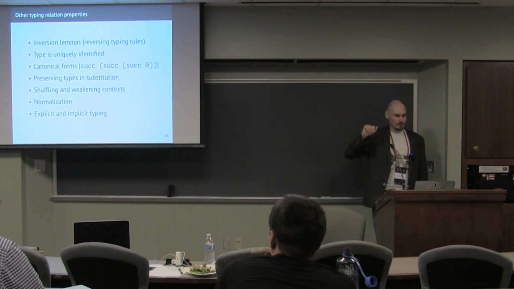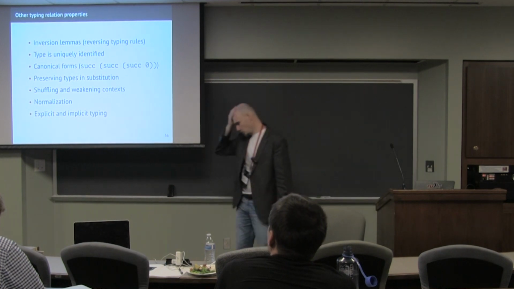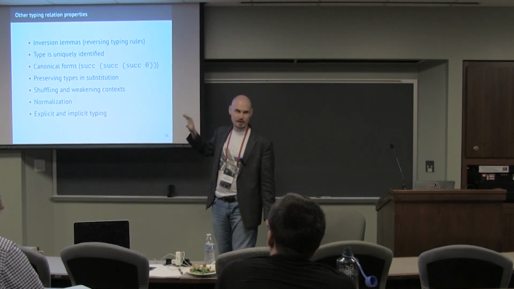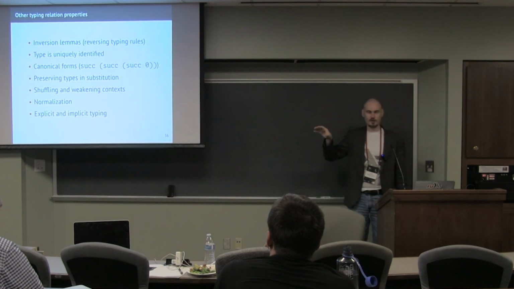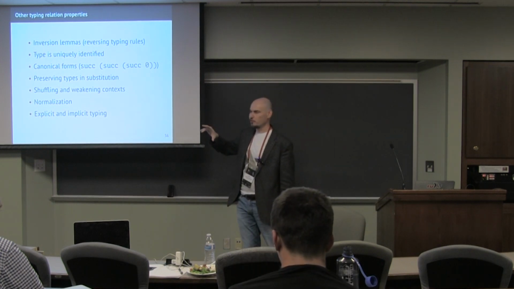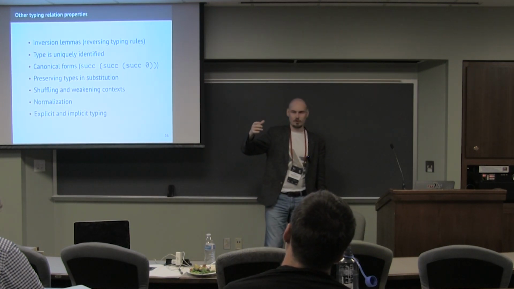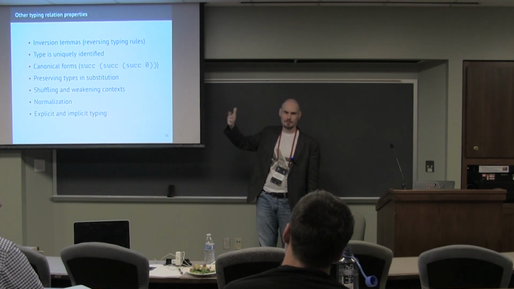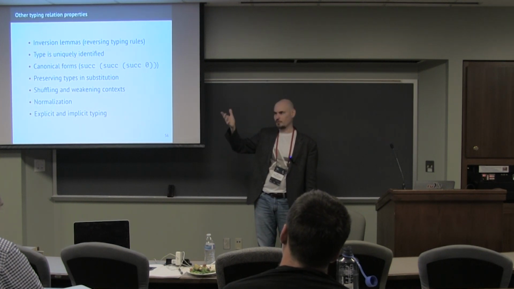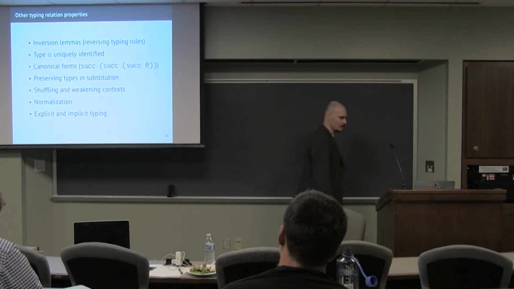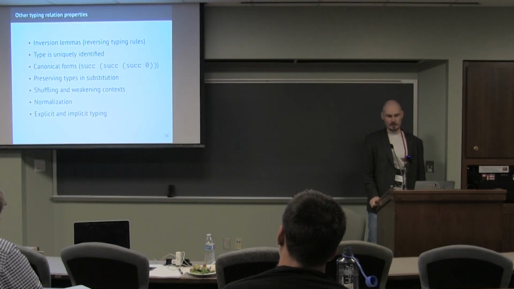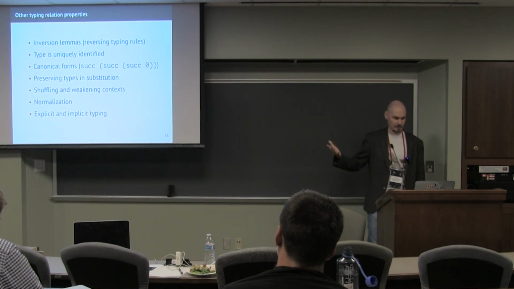There are other properties of typing relations. I will not talk more about them, but you can find all this stuff in the Types and Programming Languages book. So there are so-called inversion lemmas, which are very good for finding proofs actually. If you have this fraction with a typing rule, then you can go in the backward direction and forward direction, and these inversion lemmas are about that. There is also a property of simply typed lambda calculus that every type is uniquely identified. So it's impossible to have an expression with two different types here.